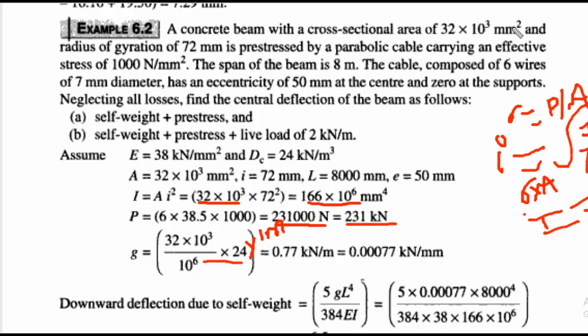Now we have to multiply this mm square in terms of meters, by substituting this value, 24 kilonewton per meter cube. We are substituting this mm square value into meter. We are substituting this value 10 power 3 into 10 power 3, that means 10 power 6 into 24, which results in 0.77 kilonewton per meter. Otherwise 0.00077 kilonewton per mm. Either you can write these values in terms of millimeter or in terms of meter.